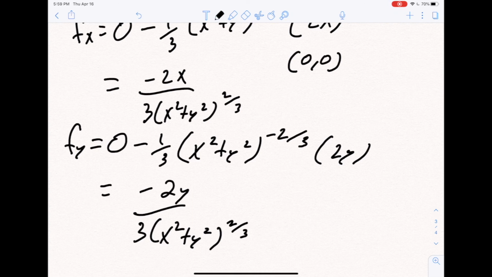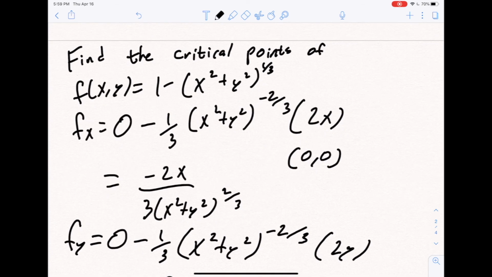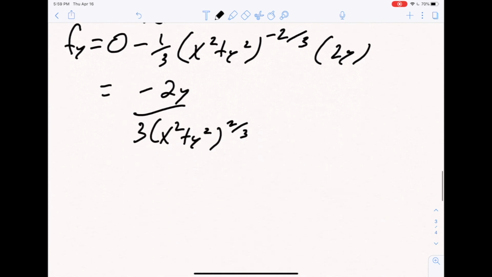Now we just need to plug that back into the original function. So remember, f of x, y is 1 minus (x squared plus y squared) to the 1/3. If we plug in 0 for x and 0 for y, then the output we get is just 1. And so that means the critical point that we have is (0, 0, 1).